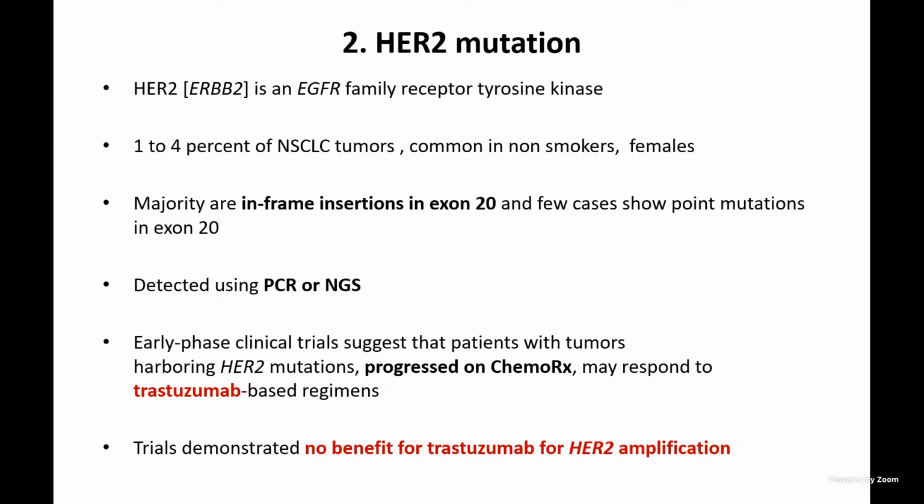The HER2 mutations. HER2 is an EGFR family receptor tyrosine kinase, and it is seen in 1 to 4% of NSCLC tumors, common in non-smoker females. Majority are in-frame insertions in exon 20, and a few cases have shown point mutation in exon 20. They are detected using PCR or NGS. And early phase clinical trials suggest that patients with tumors harboring HER2 mutation who progressed on chemotherapy may respond to a trastuzumab-based regimen. And trials demonstrate no benefit of trastuzumab for HER2 amplification.